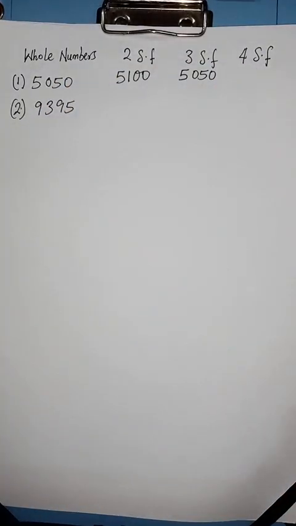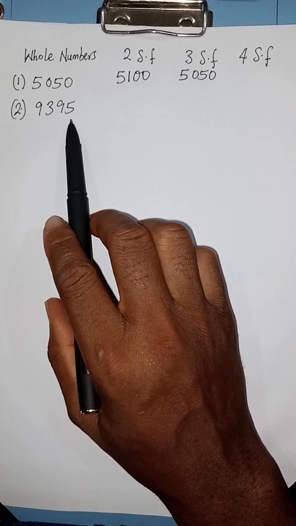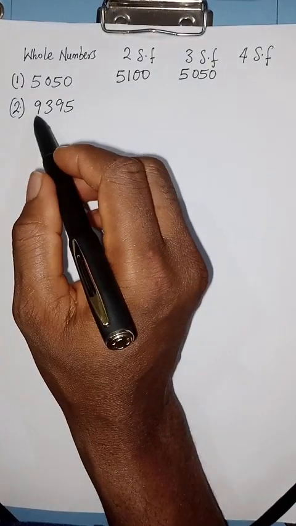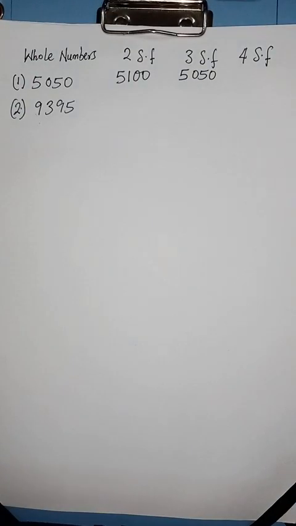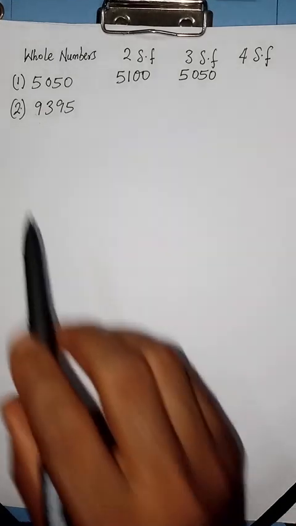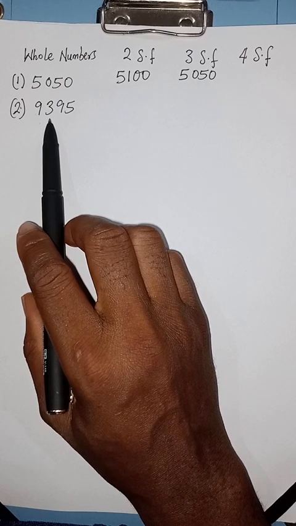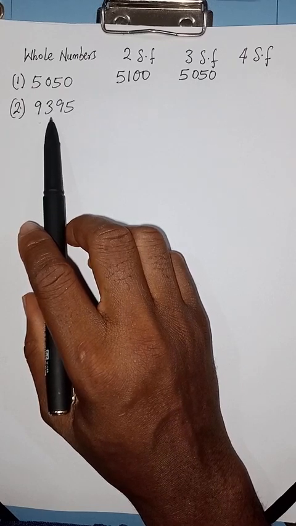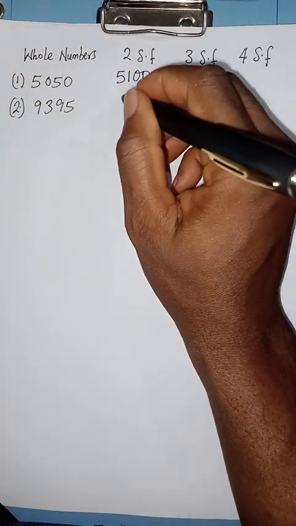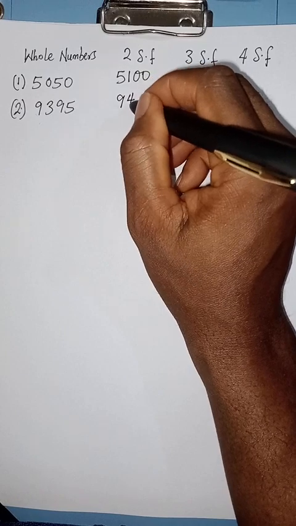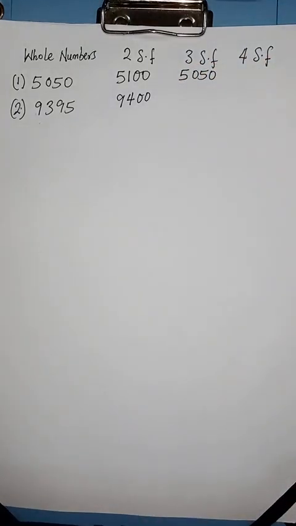Now, to two significant figures. How many significant figures do I have here? There are 4. To two significant figures means I'm going to consider the first two, which is 93, and convert every other digit to 0. But before I do that, I will check the digit immediately after the second significant figure. Is it greater than 4? Yes, it is 9. So I round up by adding 1 to 3. So it becomes 94. And then convert the 9 and 5 to 00. So 9,400.